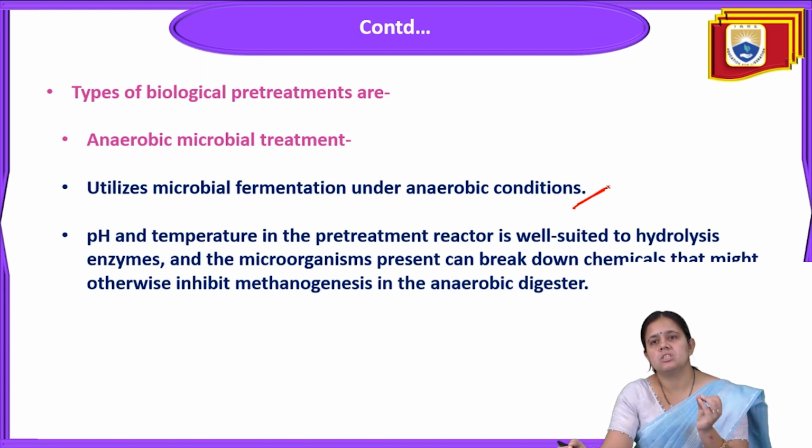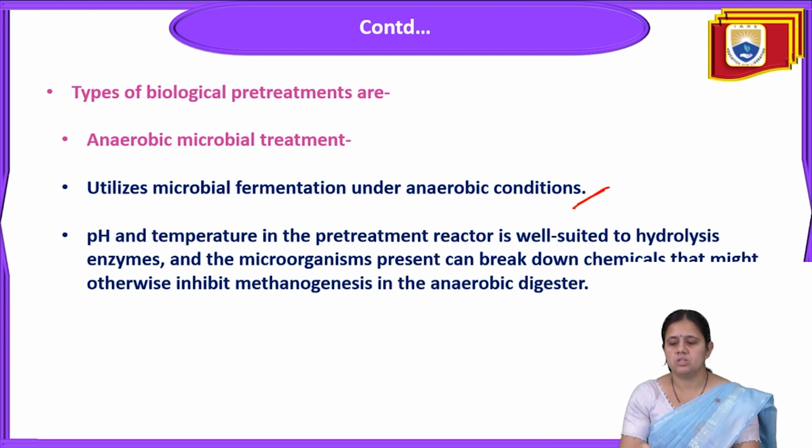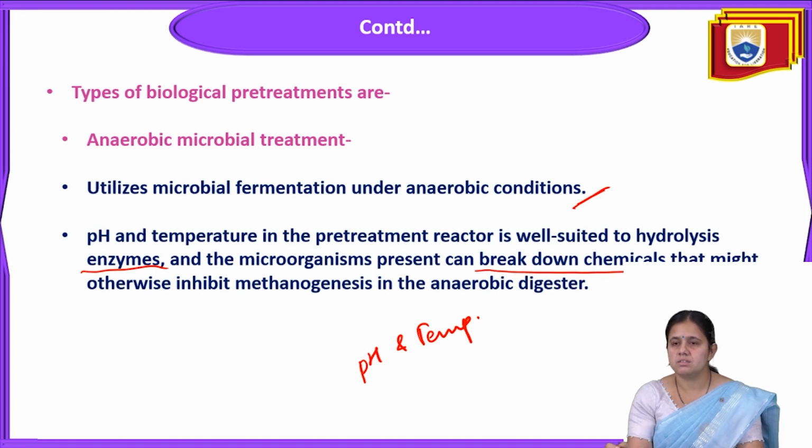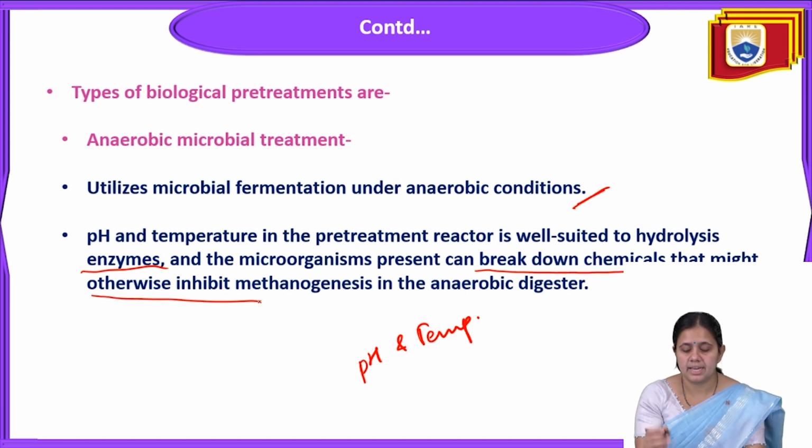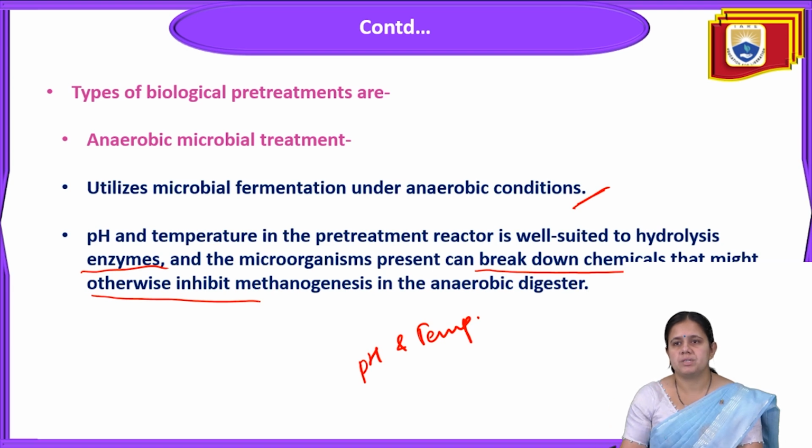The pH and temperature in the pretreatment reactor are very well suited to hydrolysis enzymes, and the microorganisms present in this activity can break down chemicals that might otherwise inhibit methanogenesis in the anaerobic digester.